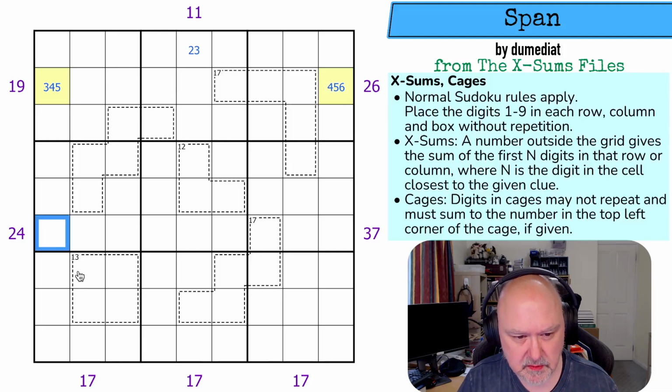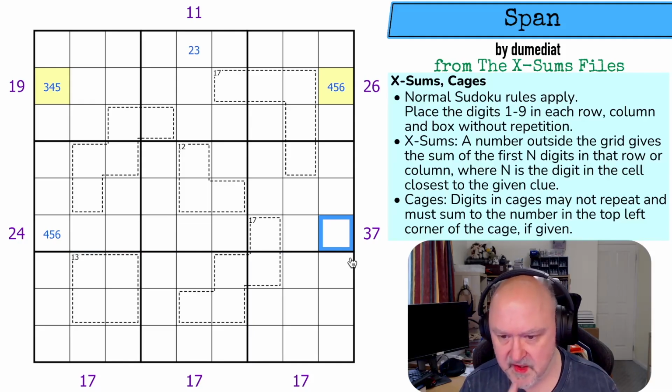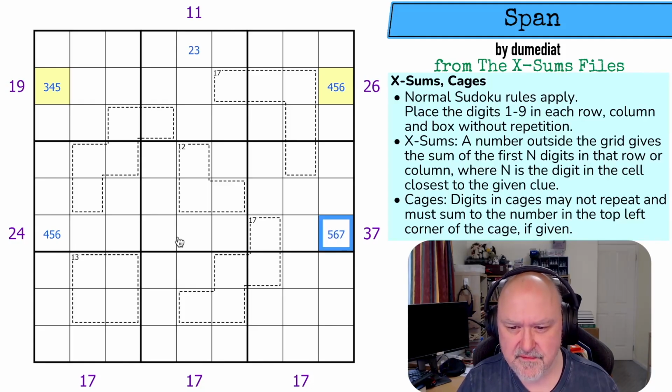Okay, this one, 24. You can do 24 in 4 because 4 plus 3 digits that sum to 20. You can do it in 5. You can do it in 6. You can't do it in 7 because 1 through 7 sums to 28, and this is lower than 28. This one, however, is 5, 6, or 7, I think. Yeah, this is 5, 6, or 7.